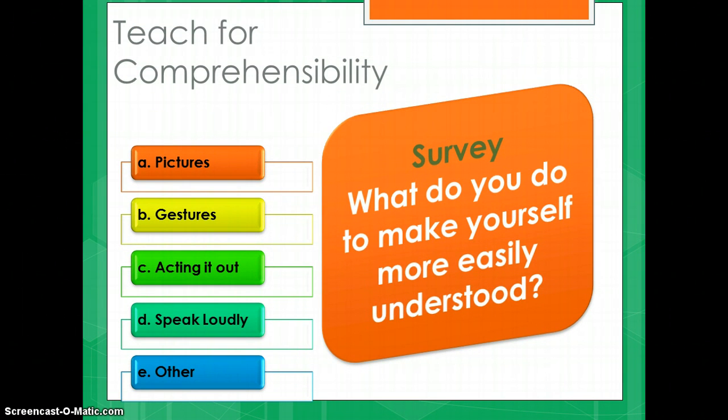As we begin our second part of teaching for comprehensibility, which is the second part of the presentation, I'm going to give you a survey. What do you do to make yourself more easily understood? Go ahead and pick one of these, and then we'll go ahead and see how everybody answers.